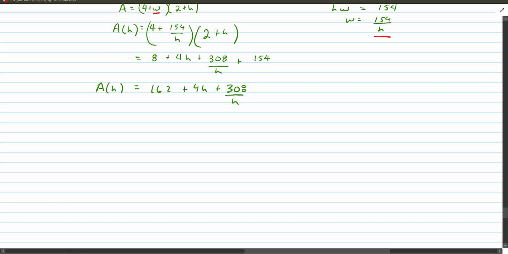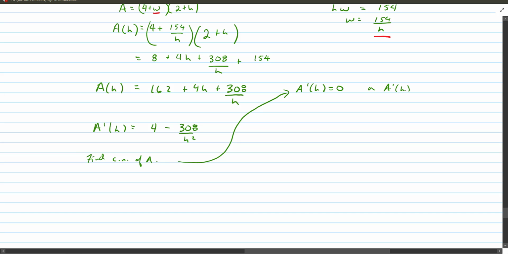Now we're ready. Now we've got a function that we want to optimize. So we take the derivative of this function and we get 4 minus 308 over h squared, and let's find the critical numbers. The critical numbers of A are where A prime is equal to 0, or A prime of h is undefined.